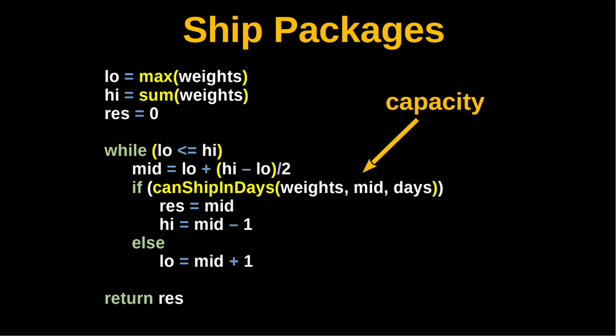And then we're going to set the high value to mid - 1 because we want to see if we can find a capacity that is lower, because we want to find a minimum capacity with which we can ship all the packages. However, if the mid capacity does not work, then we will set the low value as mid + 1. We're going to search in the upper half of the range. And at the end, we will return the response parameter.